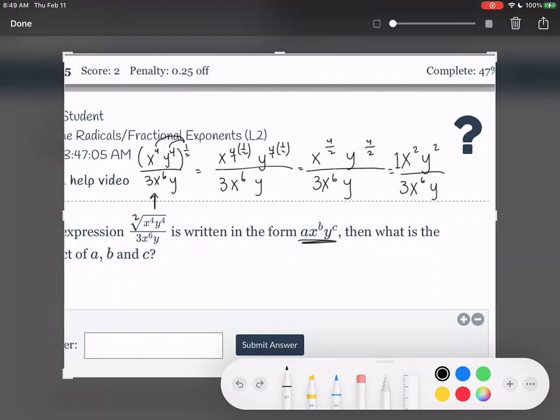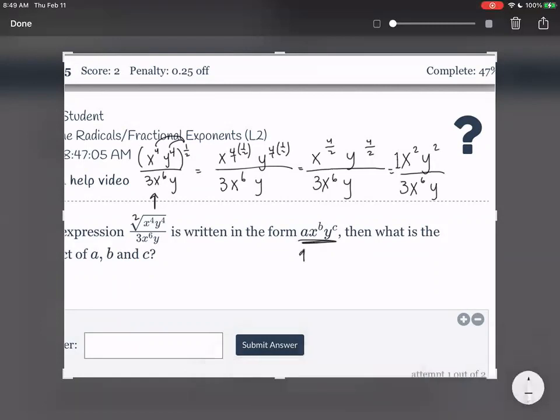So let's take a look at what our a value is. Our a value is going to be our coefficient, and technically we have a 1 on the top and a 3 on the bottom. Our a value is 1/3. So I'm just going to write 1/3 right there. Since we have a 1 on the top, 3 on the bottom, our a value is 1/3.